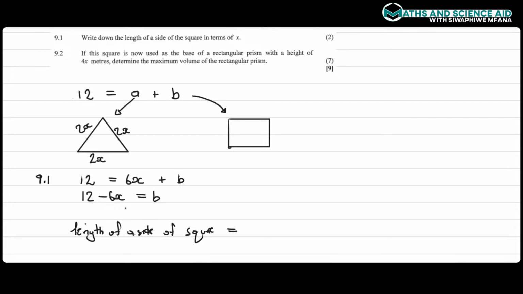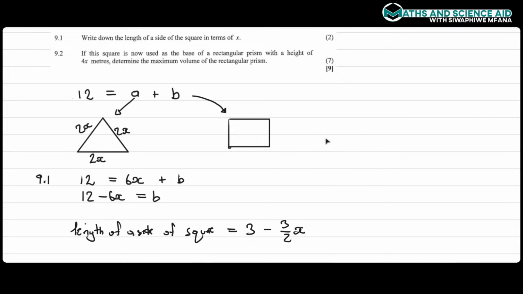So what is 12 divided by 4? That is 3. And then what is 6 divided by 4? So 6 divided by 4 will be 3 over 2. Okay, my laptop is slow, so that will be 3 over 2. So this will be 3 over 2x. So this would be the length of a side of the square in terms of x.